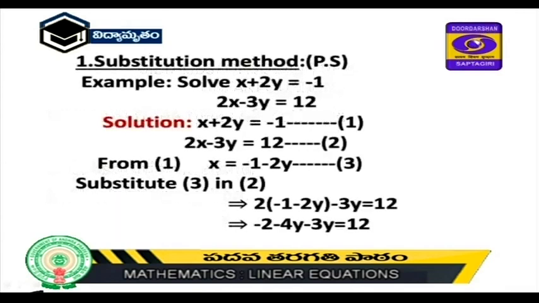So, first of all I want to explain the substitution method. This comes under problem solving. The example for this one is: solve x plus 2y equal to minus 1, 2x minus 3y equal to 12. Solution: here the first equation is x plus 2y equal to minus 1 and the second equation is 2x minus 3y equal to 12. From the first equation we will find the value of x in terms of y.